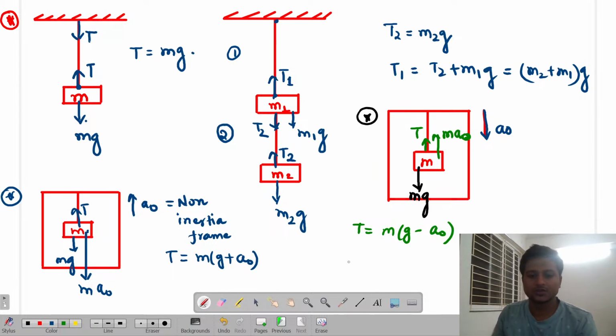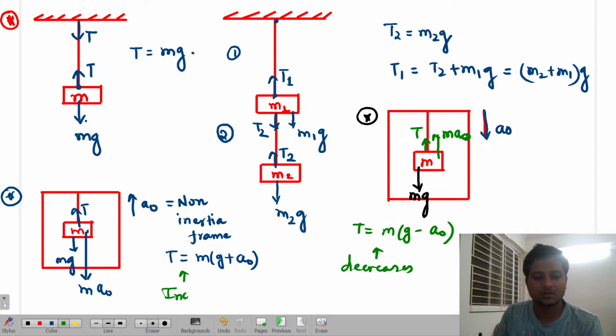Is that clear? So here basically if the lift goes downwards, tension decreases. And here the tension increases. Are you able to get me? So two kinds of tensions appear for the equilibrium cases. One tension decreases and another tension increases. Are you able to get me?